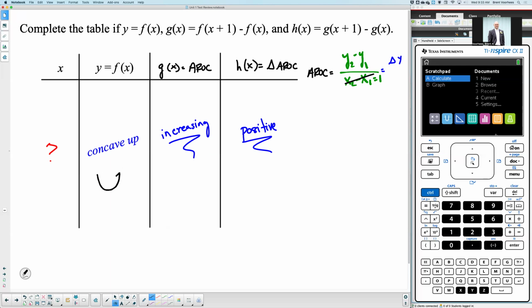A concave up would look like that. The graph is making a move like that. That's concave up. That's what that would look like. AROC increasing, that means the slopes.